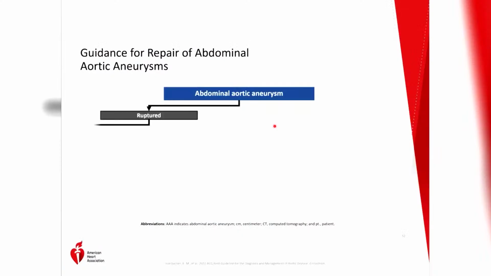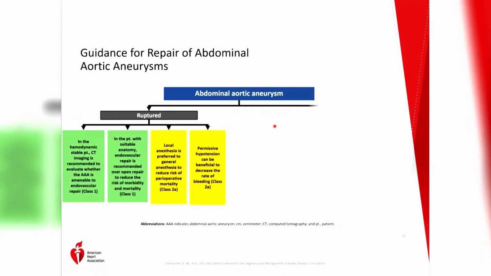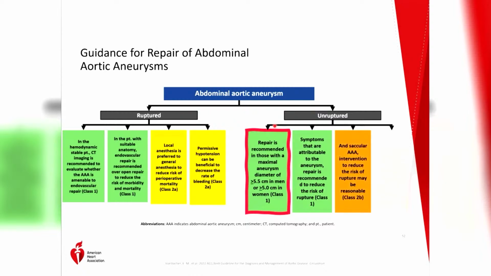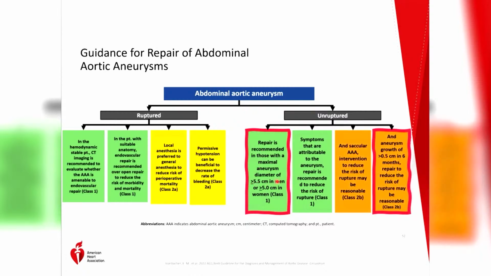And typically the guideline for repairing those abdominal aortic aneurysms, assuming that they are unruptured, is we use the cutoff of 5.5 centimeters in men or 5 centimeters in women. So that's a class 1A. And then if there is a growth in the aneurysm of more than 5 millimeters in 6 months, then a repair to reduce the risk of rupture may be reasonable, and that's a class 2B in patients with abdominal aortic aneurysm.